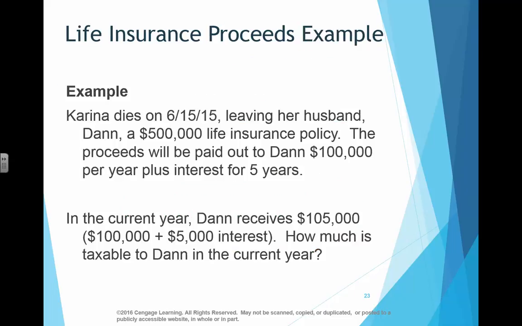So for example, Karina dies on June 15th, and she leaves her husband Dan a $500,000 life insurance policy. The proceeds will be paid out to him $100,000 a year plus interest. So the first year he gets a check for $105,000. How much is taxable? Just the 5.